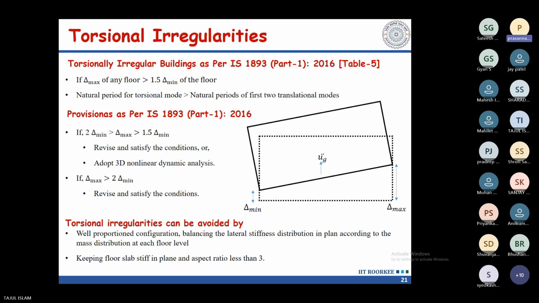So you are telling that torsion irregularity can be improved by keeping the floor slab stiff, correct? Yes. No, this is just one thing you can do. You are talking about this one, right? Yes. This is just one thing to do, which is suggested in the code. It is not like if you are following this clause, your torsional condition will be satisfied. It's not like that.